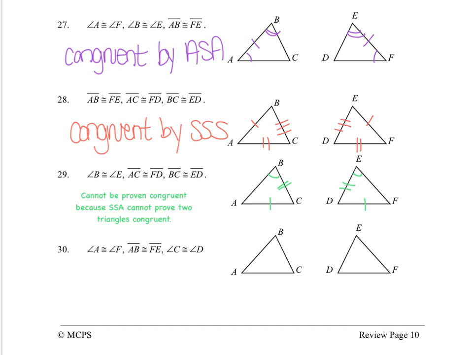Finally, with question 30, we're told angle A is congruent to angle F, AB is congruent to FE, and angle C is congruent to angle D. Well, this does prove congruency, and they're going to be congruent by AAS. What this tells us is that we've got two angles and a side. And basically, if we know two angles, we know the third. And so we've got angle, side, angle, which we already know proves it, which is why AAS also proves triangle congruency. And this ends Unit 1, Topic 3.